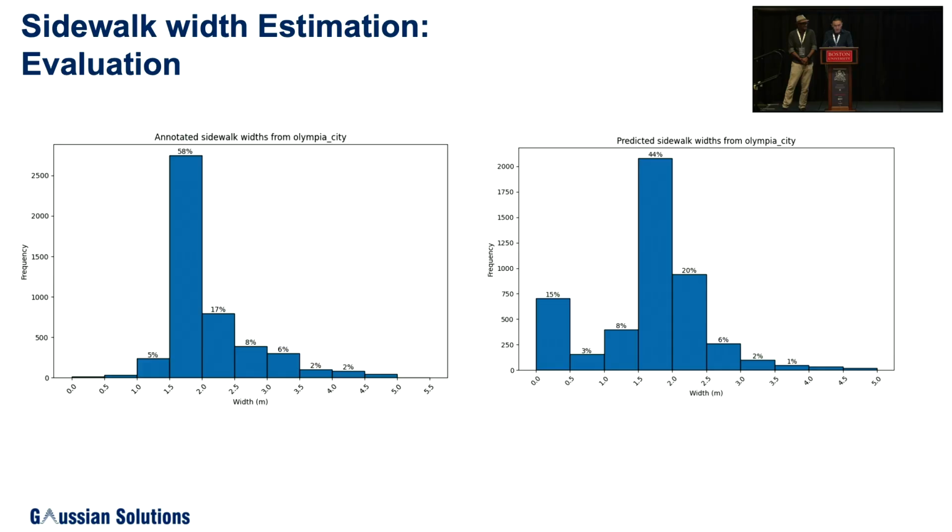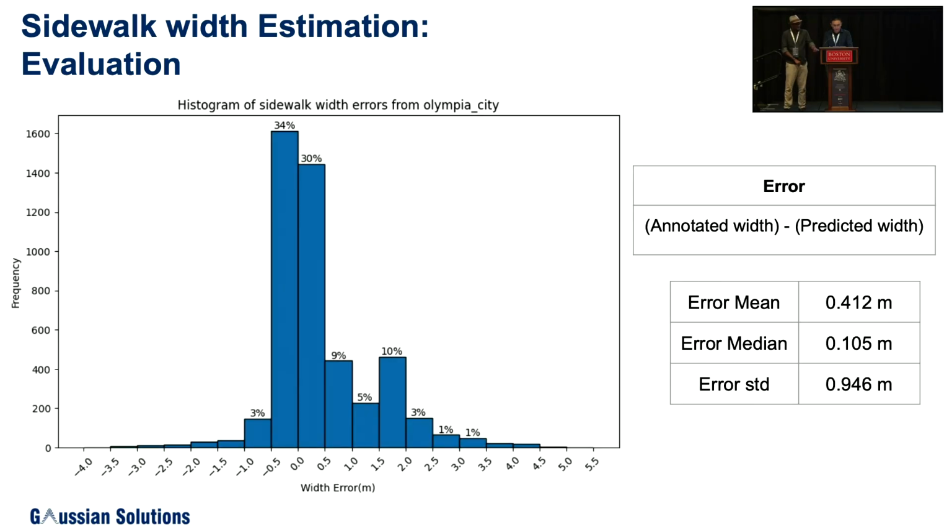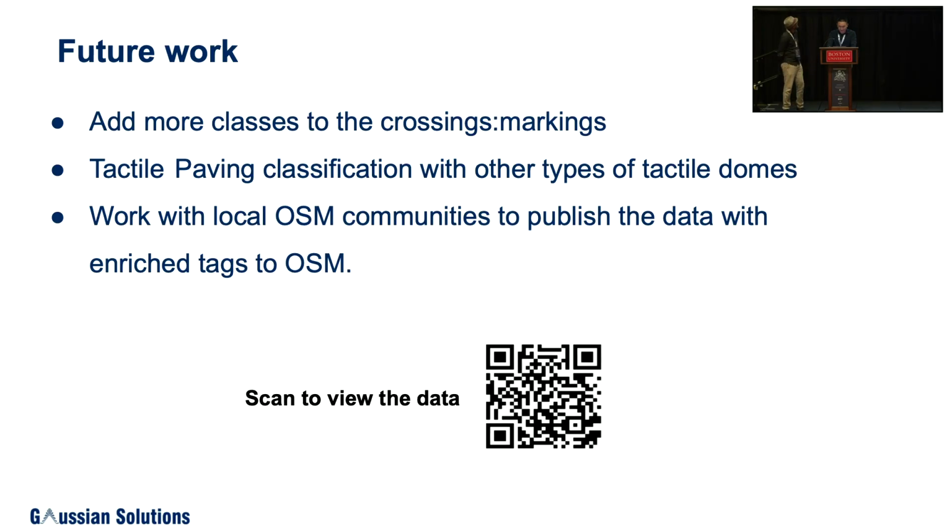And here's the evaluation. When we compare to the ground truth, we're able to get a very tight distribution with our error centered around 0, and a mean error of less than half a meter. That's 3 pixels in the imagery. Yeah, and with this, I'll hand back to Suresh.